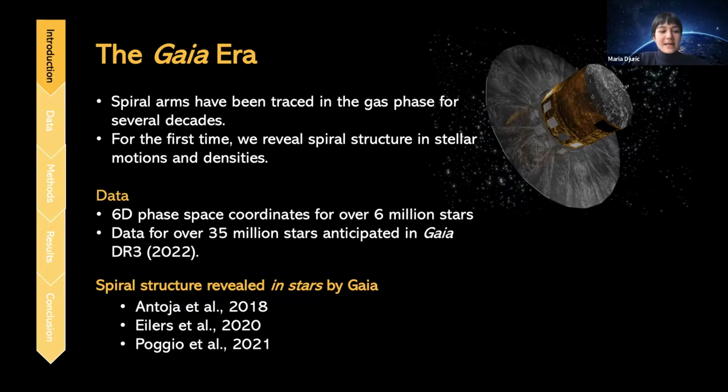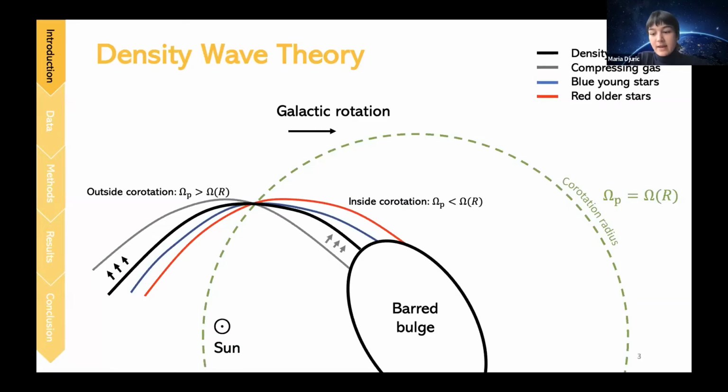So how does our kinematic data help us to trace spiral arms? Well, this is owed to the density wave theory, first devised by Lin and Shu.